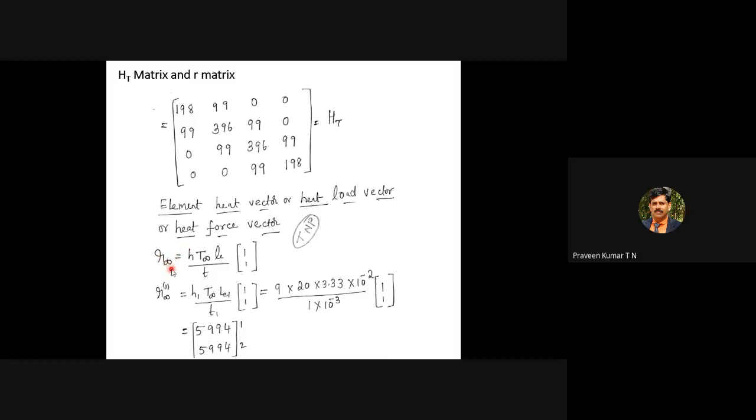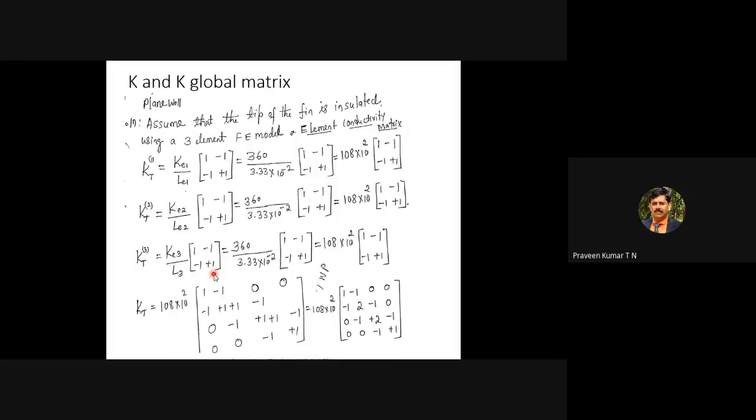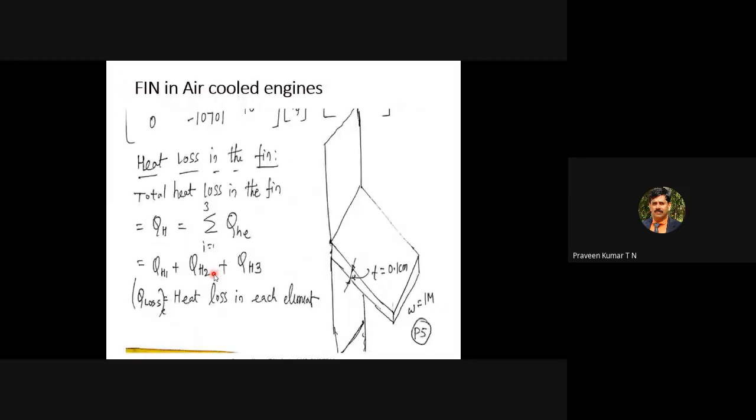That is nothing but a heat force vector or heat generation vector, because of convective heat transfer. This is the formula that you have to remember. Here T refers to the thickness of the fin, this one. This is the thickness. Somewhere they'll give the dimension. So that is the thickness of the fin.